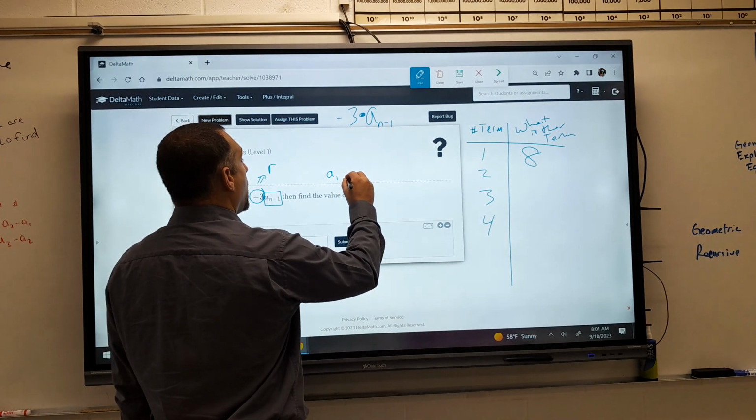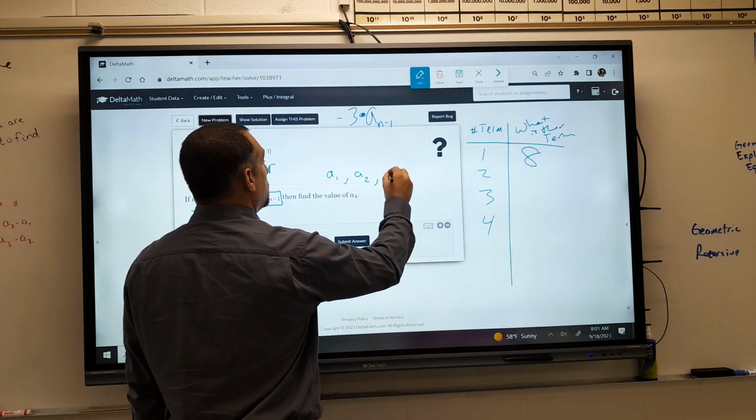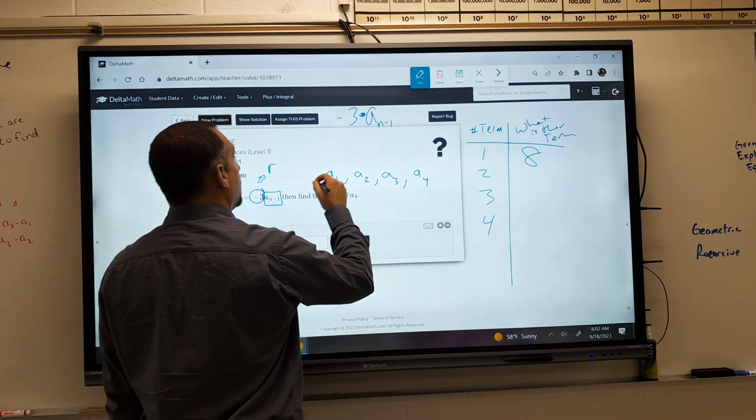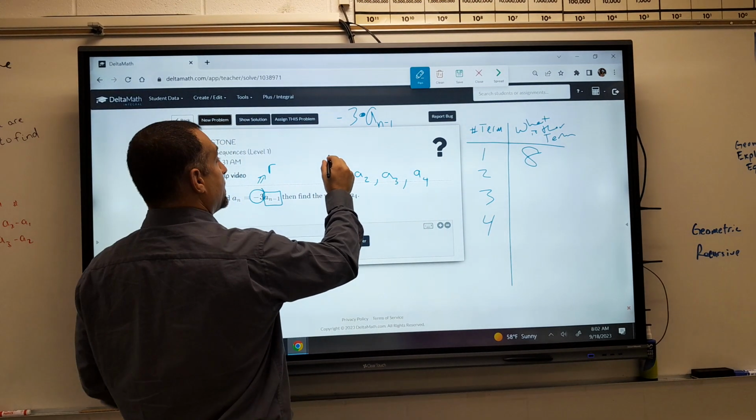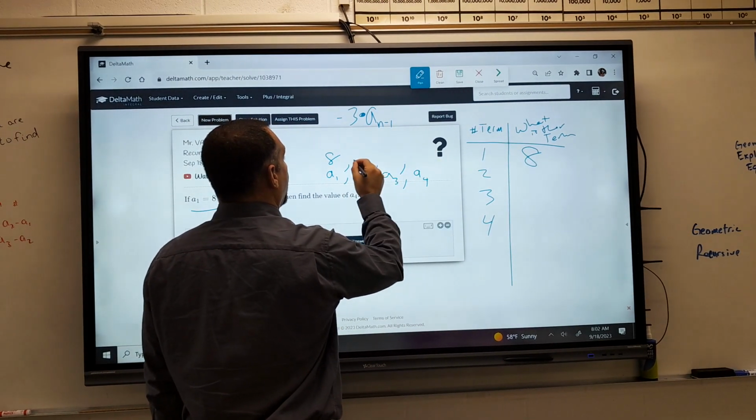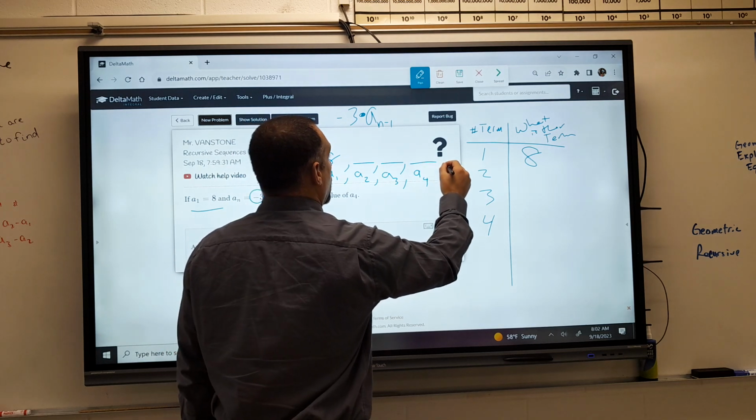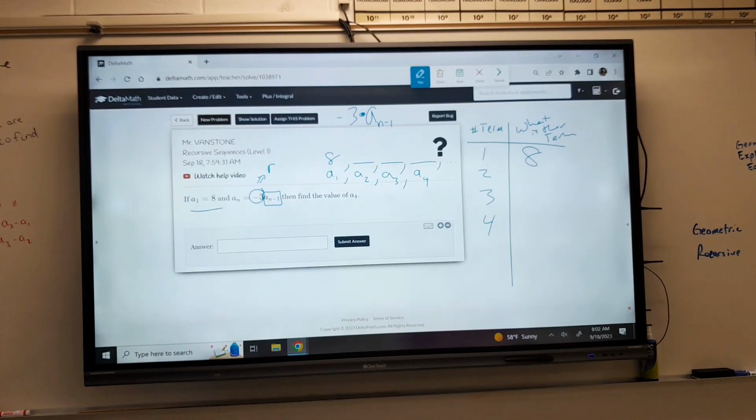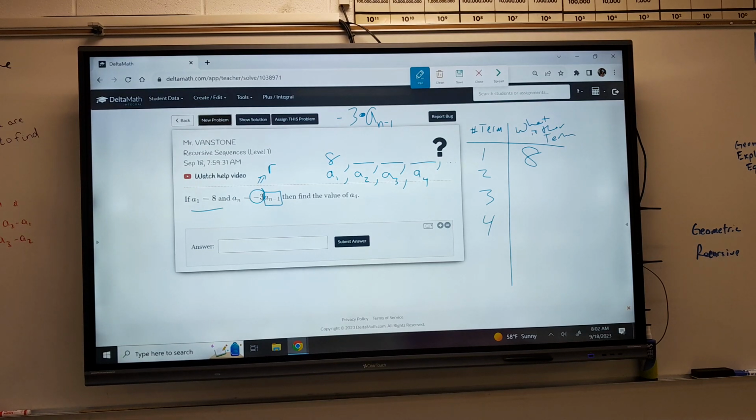A subscript 1, 2, 3, and then we are looking for the 4th. The first term they give us is an 8. We've got to find the 4th term on the list. Go ahead, work it out. Do the whole thing. Use the pattern to find the 4th term.